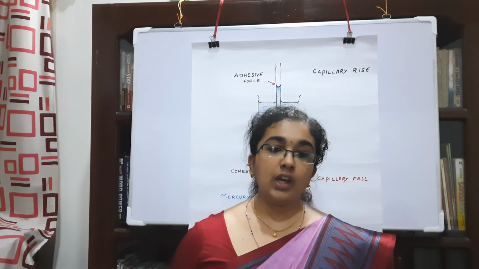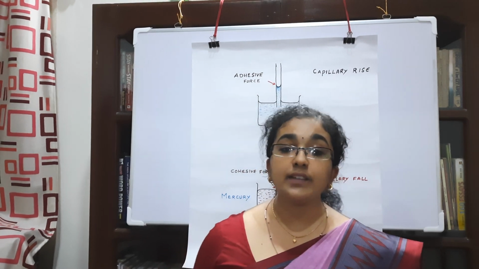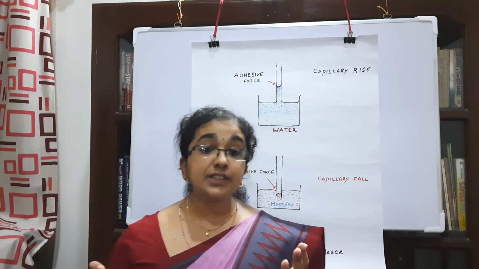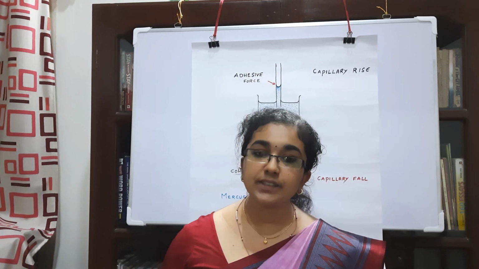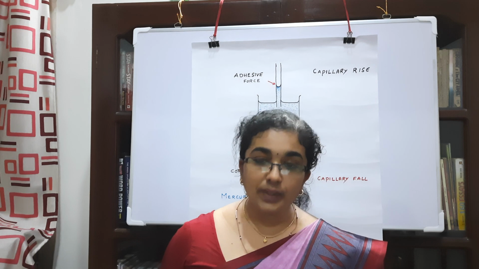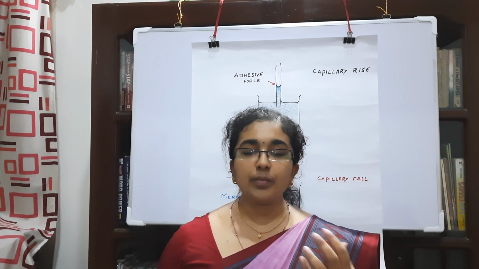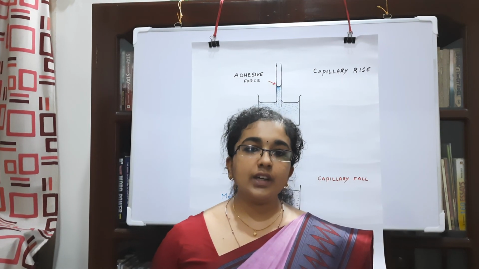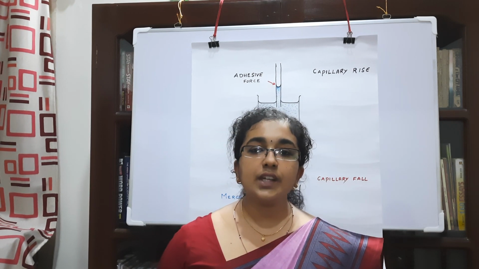For that, when the land is plowed, the separation between the soil particles increases. That means the diameter of the capillary tubes that are formed in the soil increases. So the capillary rise decreases, and this helps to retain the moisture content in the soil. Okay, so that's the answer for that question.